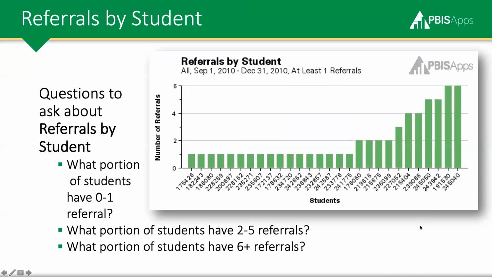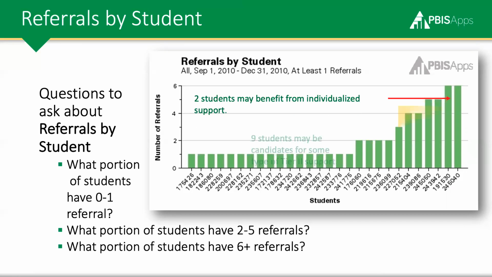Referrals by student. Again, I'm not sure if your system collects this. This is a report that is available in SWIS. Again, looking at the portion of students that have 0 to 1 office referrals, 2 to 5, or 6 or more, using this as a screener to indicate which students are in need of higher level supports. You can see here that 2 students may benefit from individualized support from tier 3. We have another group of 9 students that might be candidates for some type of tier 2 support.